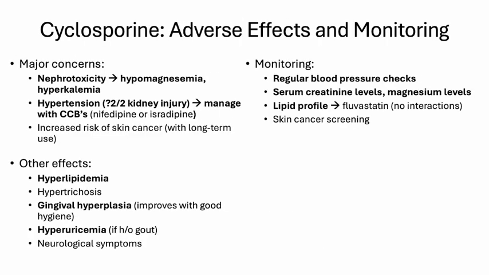Now let's talk about the major concerns and monitoring requirements for cyclosporin. The primary concerns are nephrotoxicity, which can lead to hypomagnesemia and hyperkalemia, and hypertension, which could be secondary to kidney injury. Hypertension can be managed with calcium channel blockers like nifedipine or isradipine. Long-term use of cyclosporin increases the risk of skin cancer, particularly non-melanoma types. Other effects include hyperlipidemia, hypertrichosis, and gingival hyperplasia. The latter can be improved with good oral hygiene. Patients with a history of gout may experience hyperuricemia and flares of their gout. Neurological symptoms can also occur.